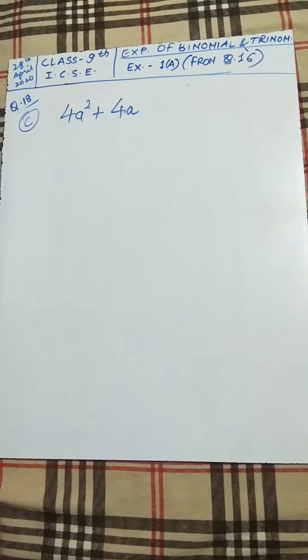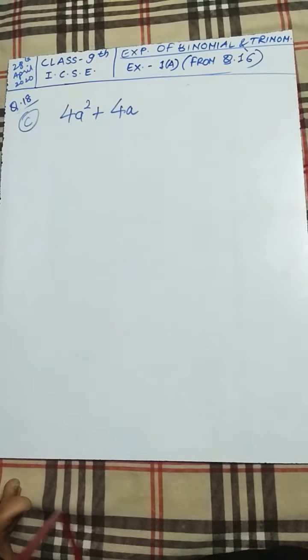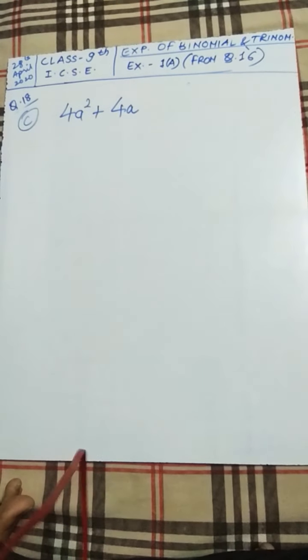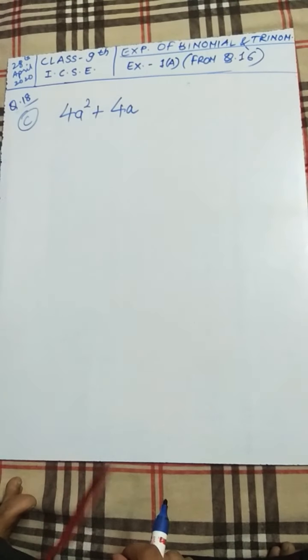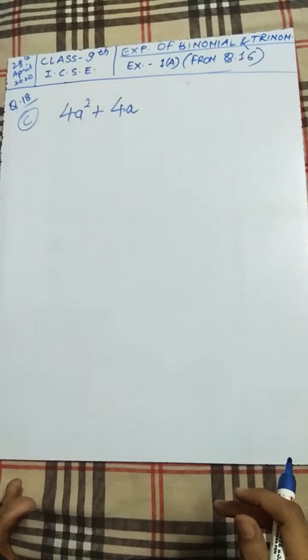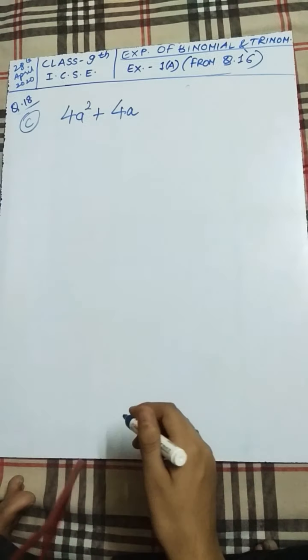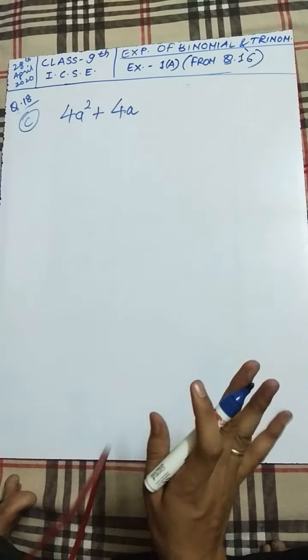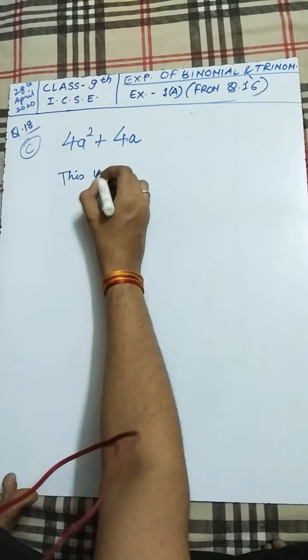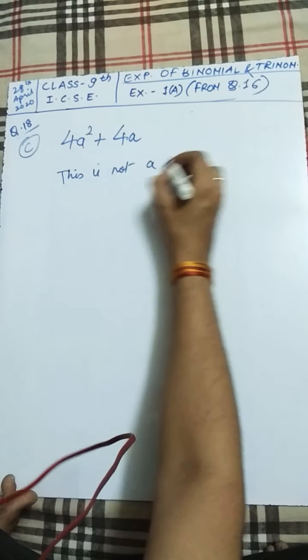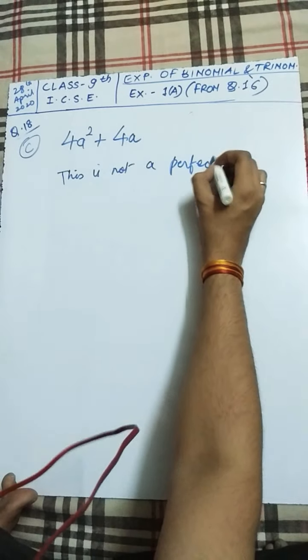Now let us see the C question. See, this is 4a square plus 4a, only this much. In our identity a plus b the whole square or a minus b the whole square, how many terms did we used to get? 3 terms, but here we have 2 terms only. So this is not a perfect square. From the question only you can write this is not a perfect square.